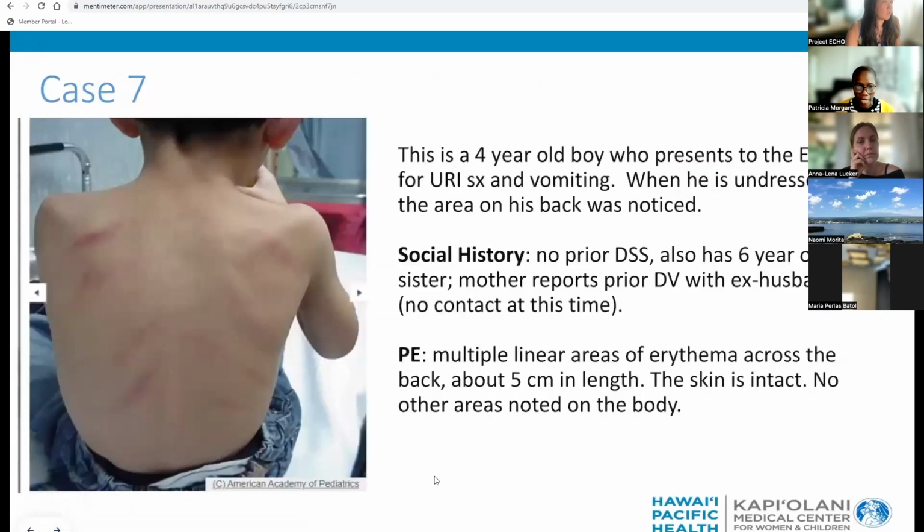So our last case, this is a 4-year-old boy who presents to the ED for URI symptoms and vomiting. When he's undressed, the area on his back was noticed. Social history, there's no prior CWS, Department of Social Services involvement. There's a 6-year-old sister. Oh, this is the same history, so that's not right. Multiple linear areas of erythema across the back, about 5 centimeters in length, and the skin is intact, no other areas noted on the body. And there was no social concerns with this family.